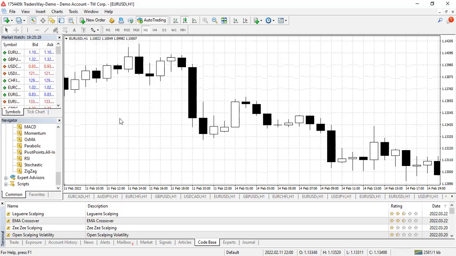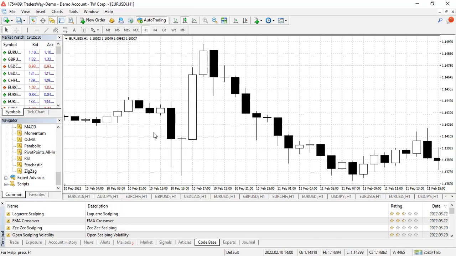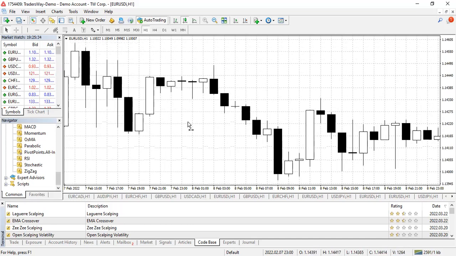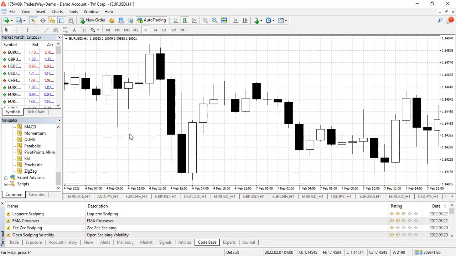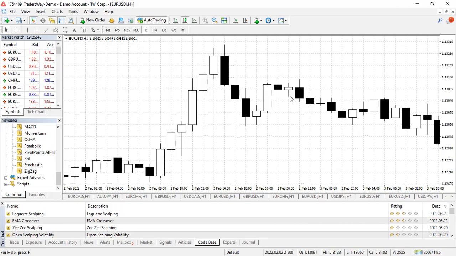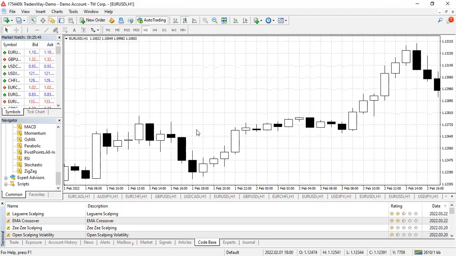With what I've explained, you can go and find other types of doji. I don't want the video to be long, so let us move to another candlestick. We are moving to the dual candlestick now.